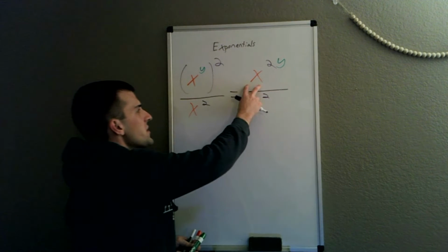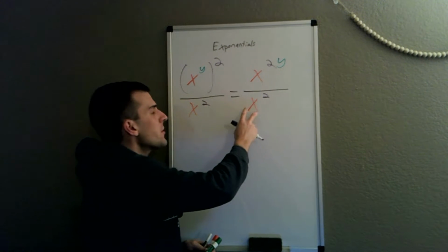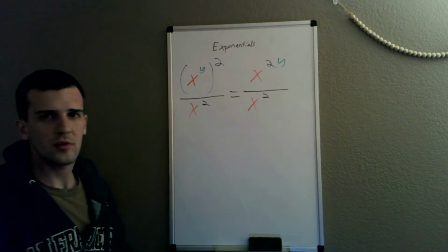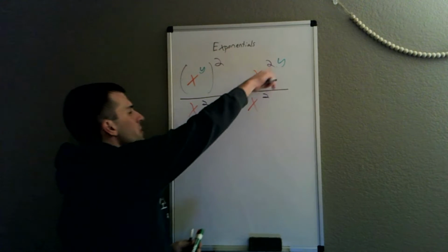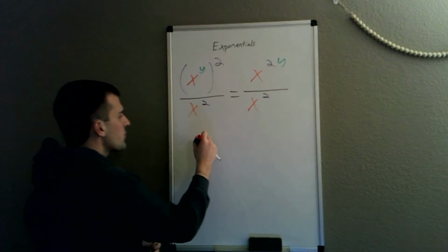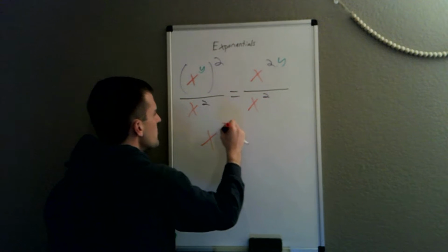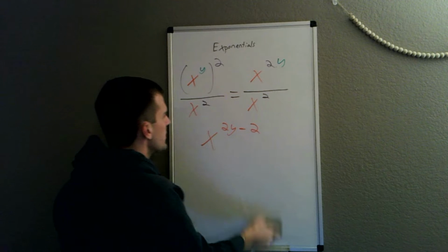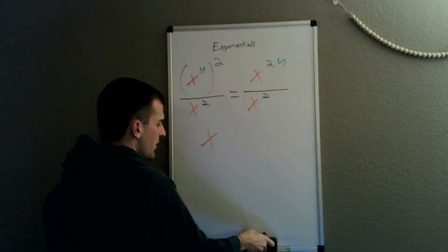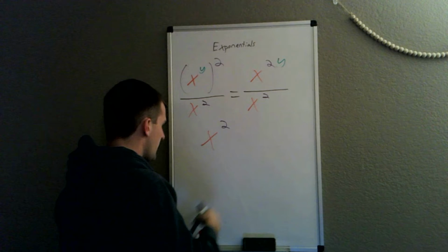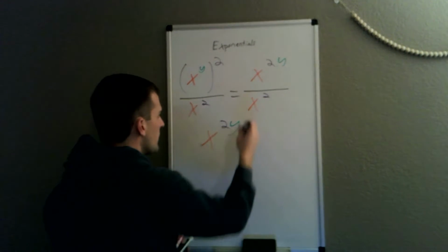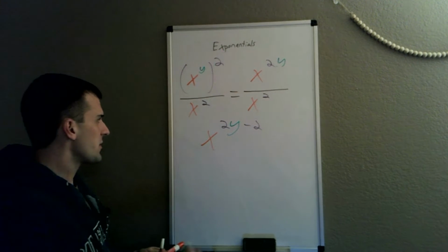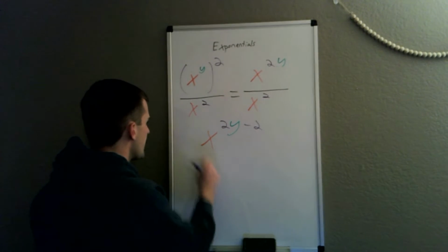Alright, so we have the same base in the numerator as we have in the denominator, and different values of exponents. So we'll do the rule and we'll subtract. We'll be left with x to the 2y minus 2. I guess I should write that in purple again. So x to the 2y minus 2.